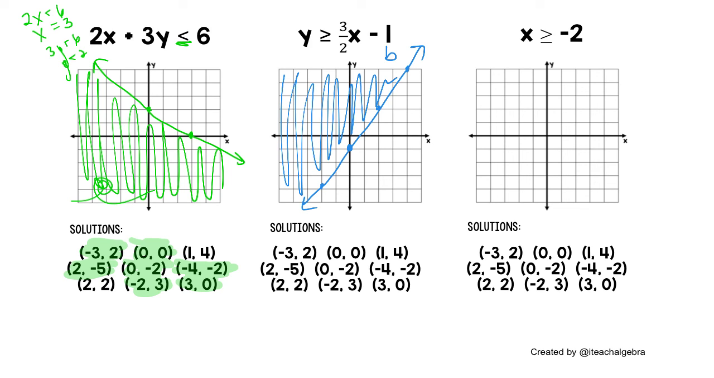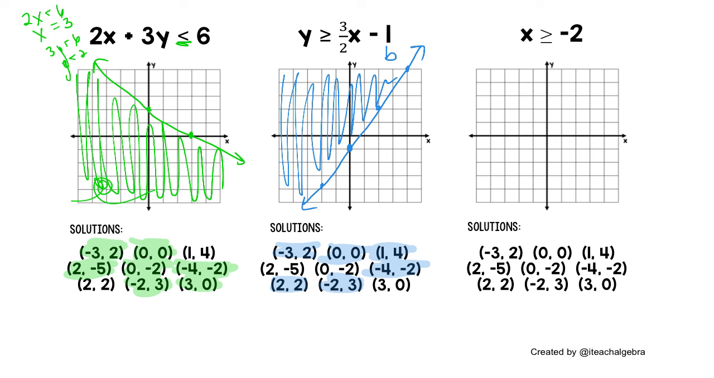Let's check our solutions for ones that are correct. Negative 3, 2 is, so 0, 0. 1, 4 is a solution. 2, negative 5 is not. 0, negative 2 is not. Negative 4, negative 2 is. 2, 2 is on the line, and it's a solution. Negative 2, 3 is. 3, 0 is not. All right, last graph.